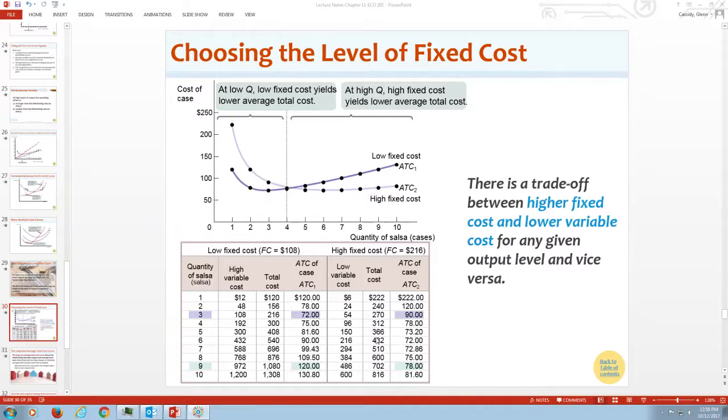And here we see the numbers that the fixed cost here is 108 for the small store, 216 for the big store, and so that means that the average total cost is initially lower for the small facility, but once the output gets big enough, then that larger facility is justified and has lower average total cost.